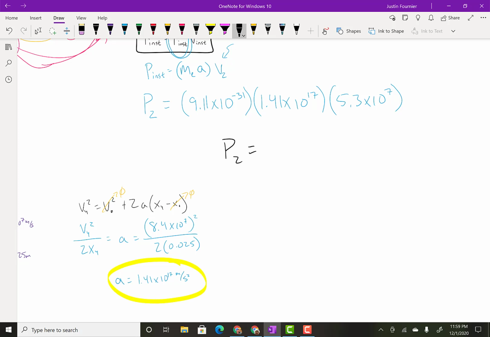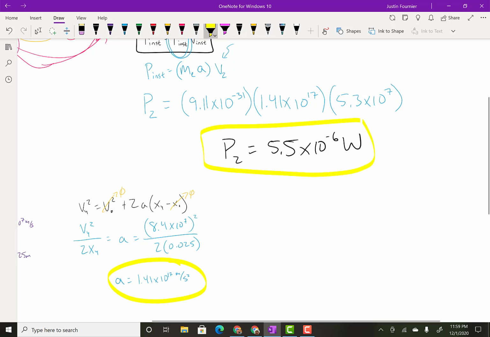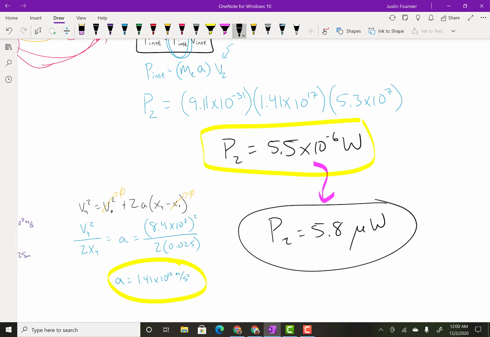And I'm getting 5.5 times 10 to the negative 6. And that's watts right there. And in the back of the book, they use, because times 10 to the negative 6, if you wanted to put that in more concise terms, that's a microwatt. So this is also the same thing as 5.5 microwatts.